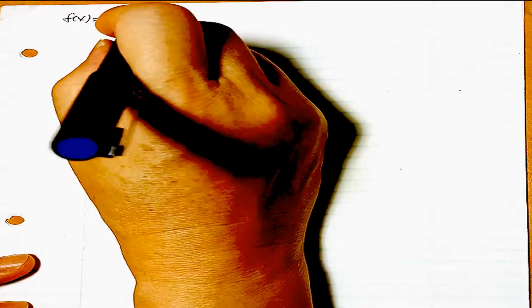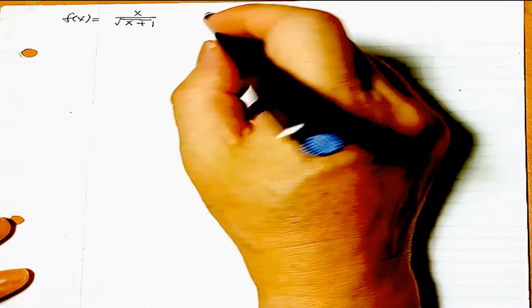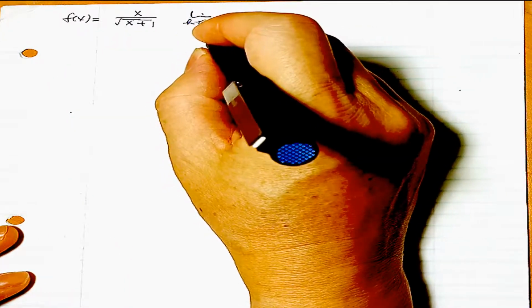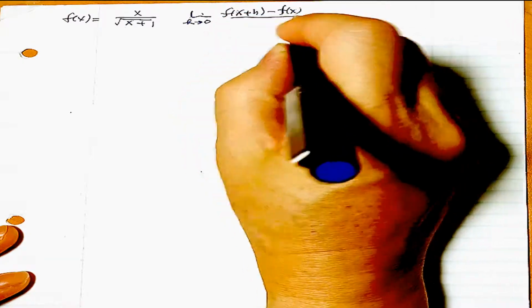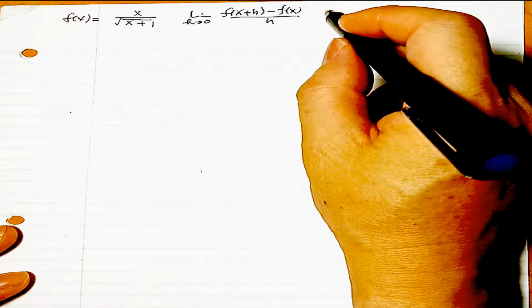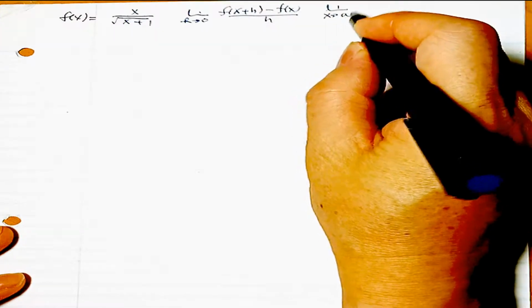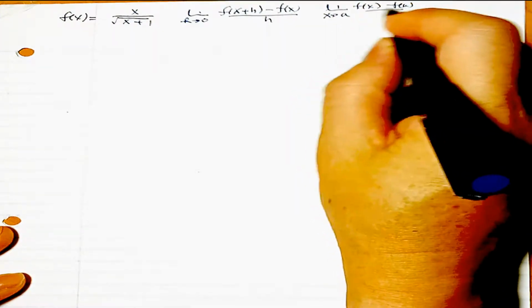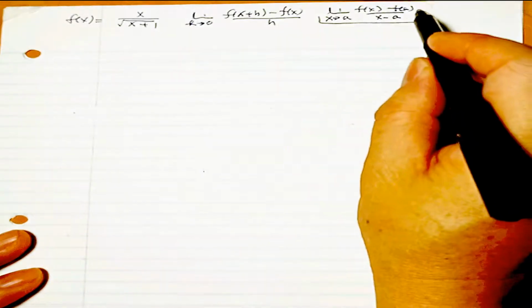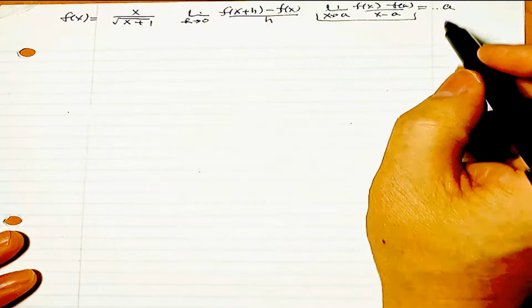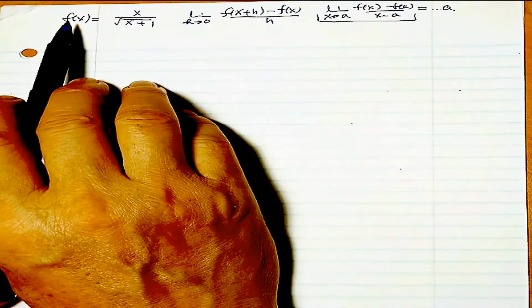Okay, so the next one is number 3, find the derivative of the function x over root x plus 1 by definition. By definition means that you could do it using the limit as h approaches 0 of f of x plus h minus f of x all over h. That's one way. The other way is the limit as x approaches a of f of x minus f of a over x minus a. But the problem with the second way is that your answer is going to end up in terms of a's, okay? But the question is in terms of x's.